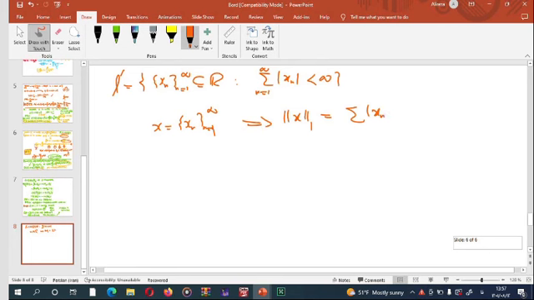With respect to counting measure, that is, x equals the natural numbers and mu is counting measure. Okay.